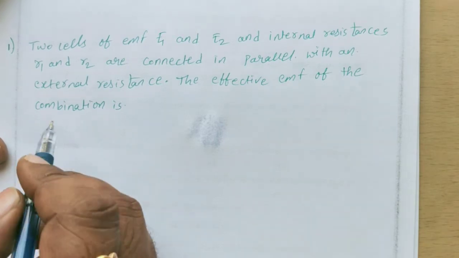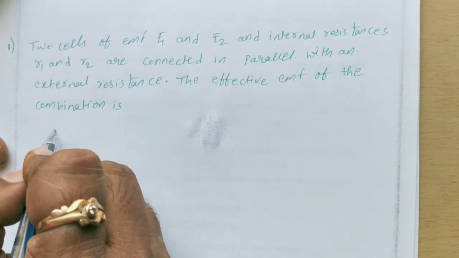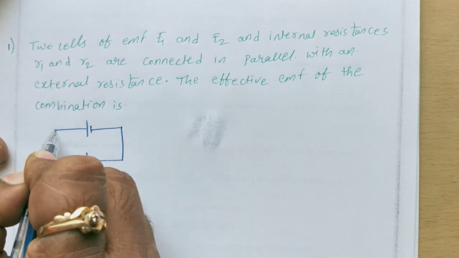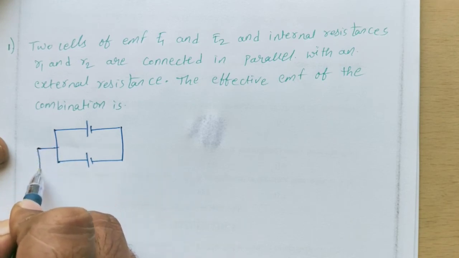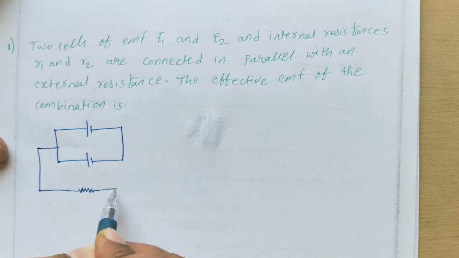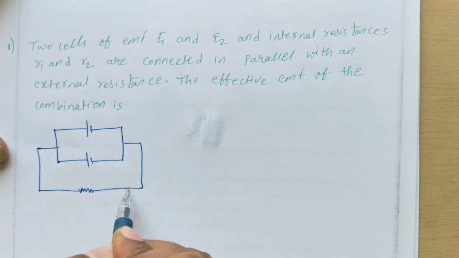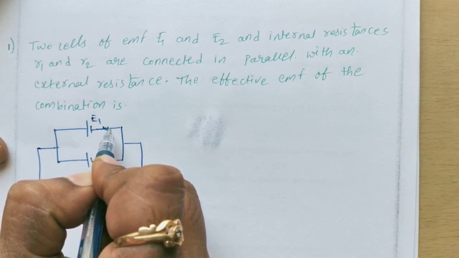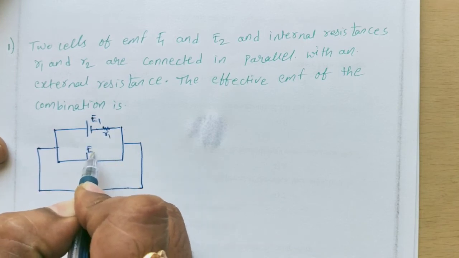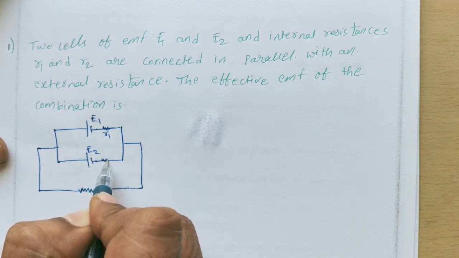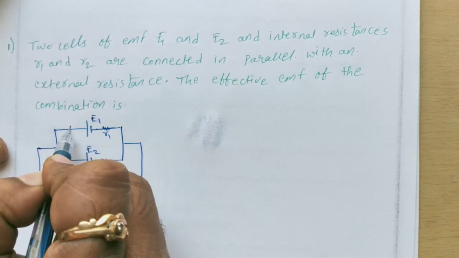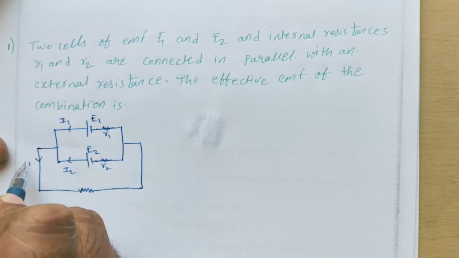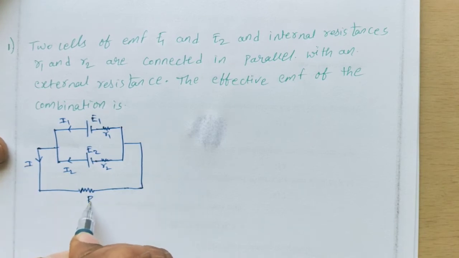For understanding purpose, I am constructing here one circuit diagram like this. For example, this is one cell, this is another cell. These two are in parallel combination. Here along with that, one external resistance is also present. See students, this is the first cell having EMF E1 and internal resistance R1. Here E2 EMF is present, here internal resistance R2 is present. So from this one some current I1 is coming, from this one current I2 is coming, totally here current I is coming. This is a load resistance that is nothing but R.